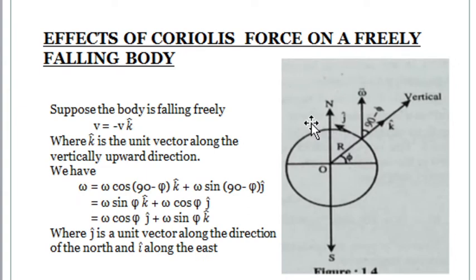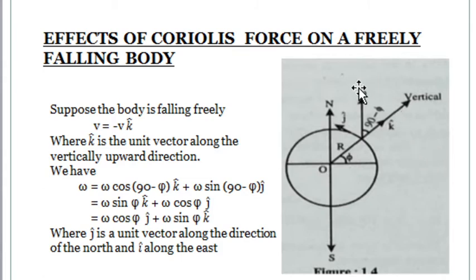Next, the effect of Coriolis force on a freely falling body. In the case of free fall, we should consider the velocity as minus Vk. From this figure, the Earth's surface is denoted by this circle. Here, the north-south direction is denoted by a straight line, r is the radius vector and phi is the angle. Here, k is the unit vector along the vertically upward direction and j is the unit vector along north.